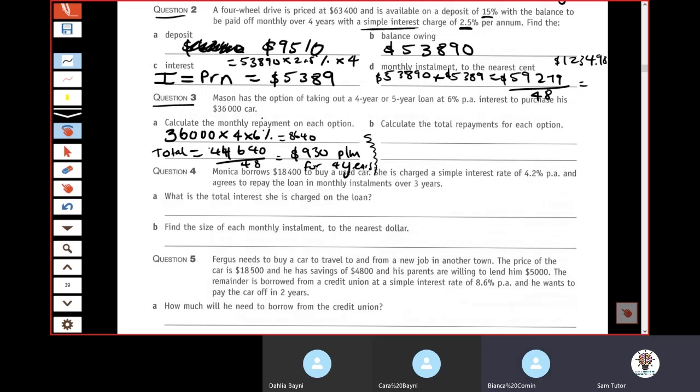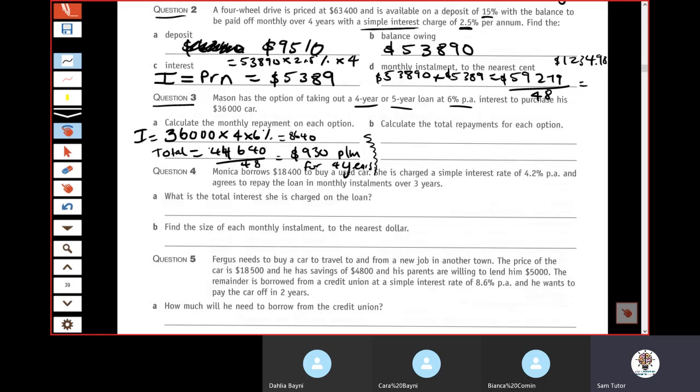36,000. So you've got two options. You've got a 4-year option and a 5-year option. Both options are at 6% per annum. So the first thing I've got to work out for my repayments is the total amount I would have to repay back. So I'll need to find my interest.